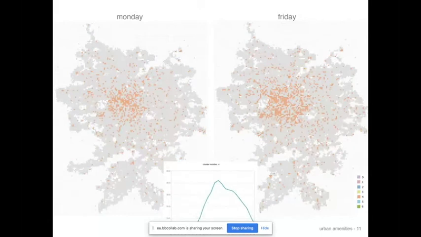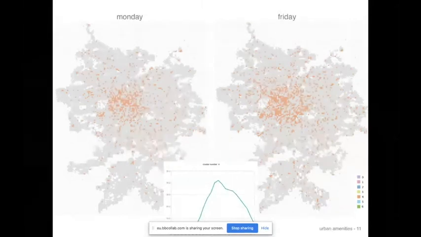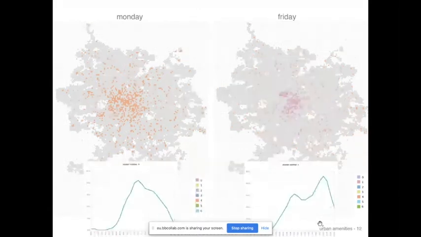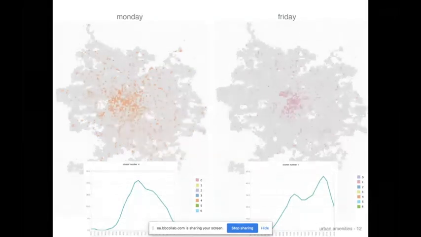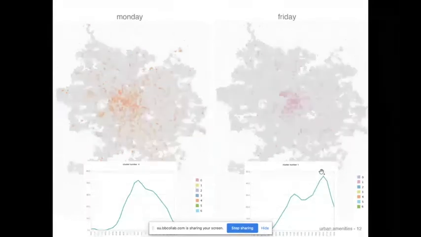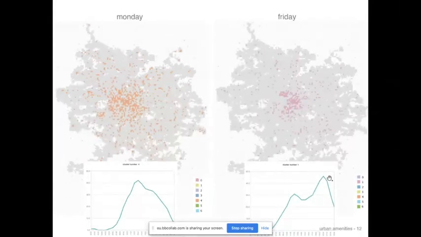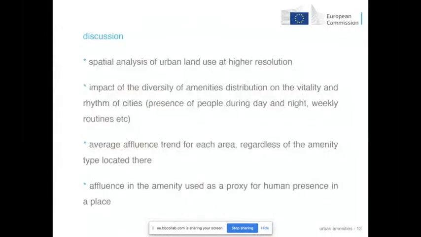For example, on Monday and on Friday, you can see that there are similar patterns around the center of the city, and you can have a look at the temporal trend below. What is interesting is that if you move from Monday to Friday, you can actually observe at the center of the city a drift towards a more specific temporal trend, identifying usually the nightlife or the weekend temporal patterns, with a peak around 8 o'clock, so around the late hour of the evening and then the night.